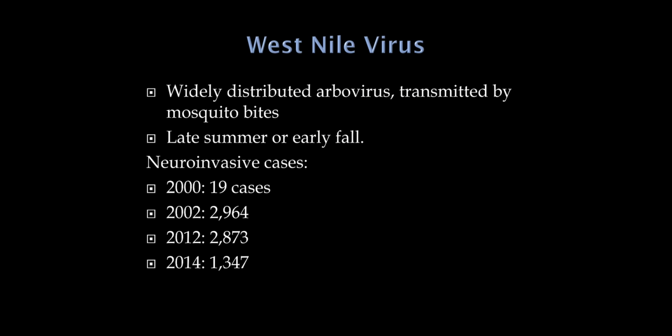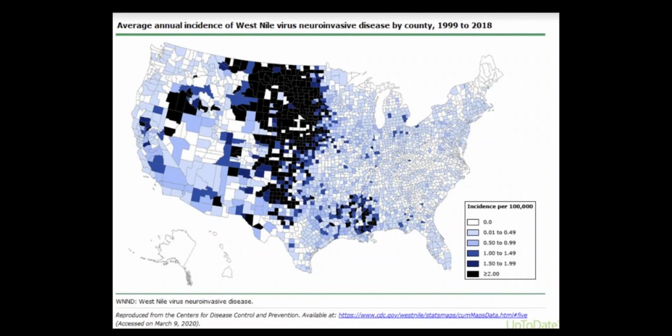So this is transmitted by mosquito bites, and this is the time of year when we begin to see these cases, late summer, early fall. So you can see that really prior to 2000, I think 1999 is when things kind of began to pick up. This was very uncommon, and I think we've been hovering around 2,000 or so cases per year that are neuroinvasive, the really severe cases.